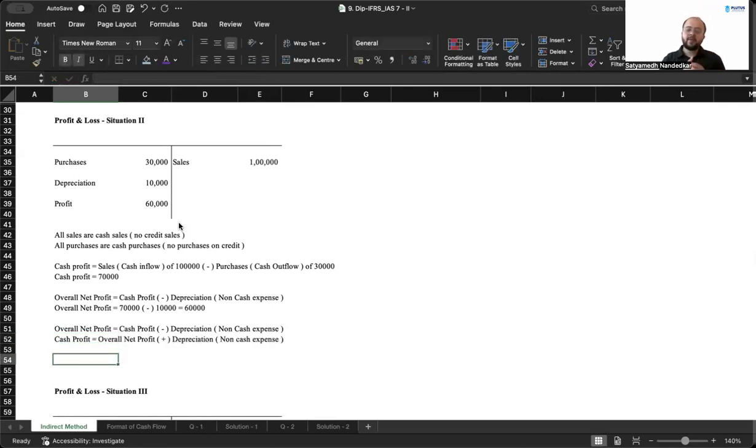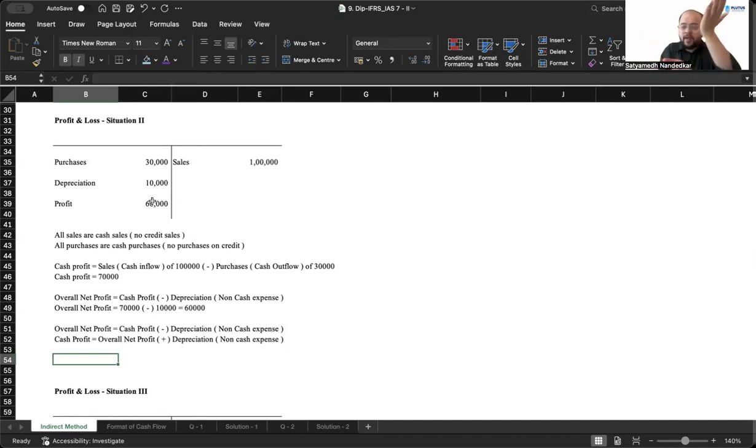So when I'm calculating my cash profit, what I do is to my net profit, I add the amount of my non-cash expense. While arriving at this 60,000, which was my net profit in the profit and loss account, 10,000 was subtracted. What I need right now is my cash generated. My profit is 60,000, but this is profit after subtracting the non-cash expenses.